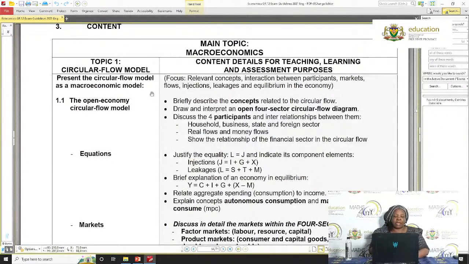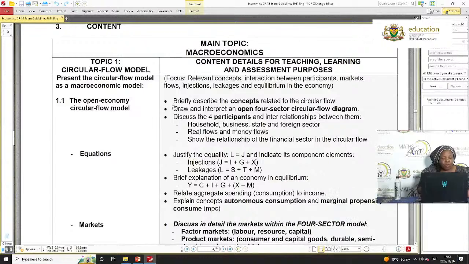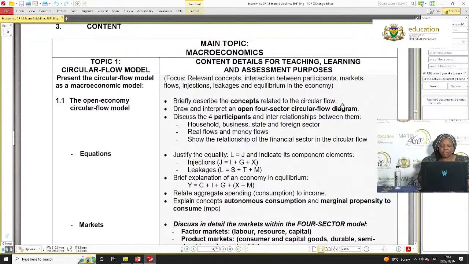Now, if we look at our examination guideline, here we have our topic, the circular flow. You need to sit down and say, right, in the circular flow, I must do the open economy circular flow model. And then you look at all the content that you are supposed to cover. Briefly describe the concepts related to the circular flow. In other words, anything that has to do with the circular flow, all the participants, the real flow, the injections, any other concept that is related to this topic, you must be able to explain those.